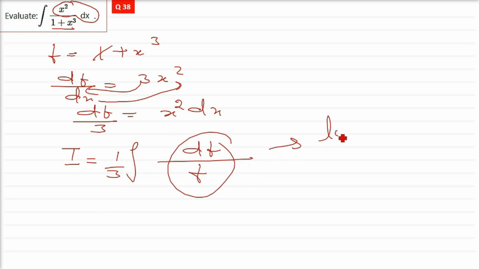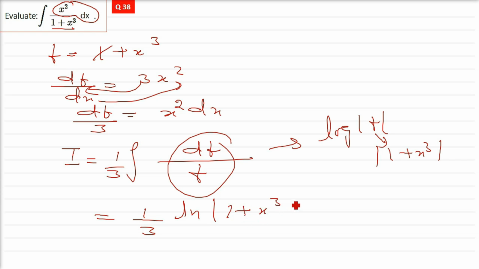dt by t is simply log modulus of t, and t we have taken as 1 plus x cube earlier, so you can just replace it in here. So let's write the final answer: 1 by 3 in place of log modulus t. ln, log base e, of 1 plus x cube will be written, plus a constant of integration. This is your final result.